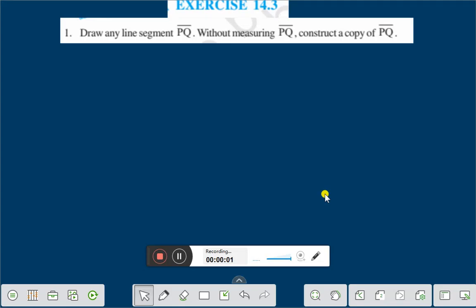Hello everyone. Today we shall discuss exercise 14.3 question number 1. Draw any line segment PQ. Without measuring PQ, construct a copy of PQ.